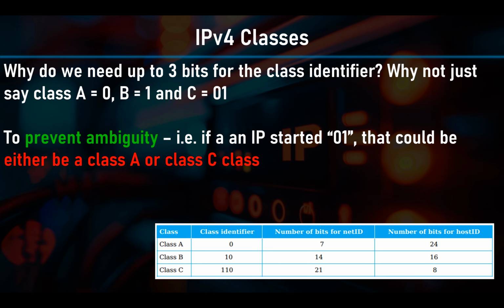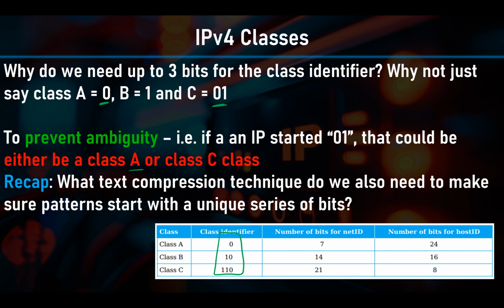Okay, so the reason for this is basically just to prevent ambiguity. So if an IP started 0, 1, we actually wouldn't know if that's a Class A, because Class A is 0, or if it's a Class C like this. So that's why they chose these 3 kind of bit patterns, since you're never going to get an ambiguous bit pattern that could be 2 different classes.